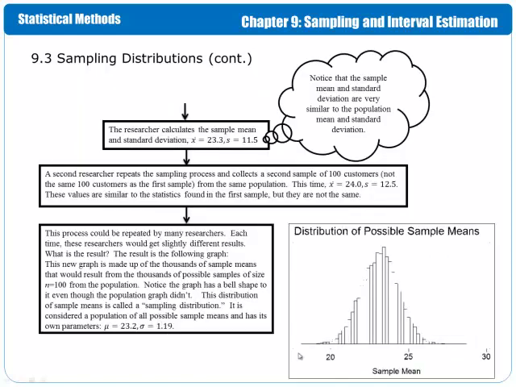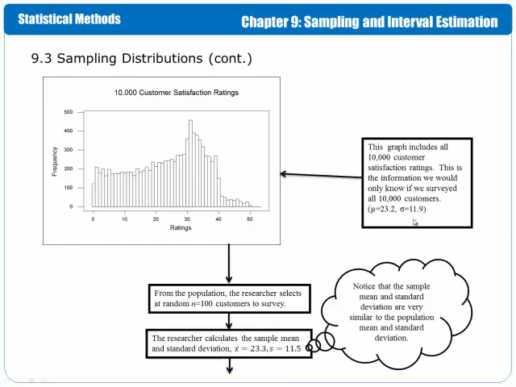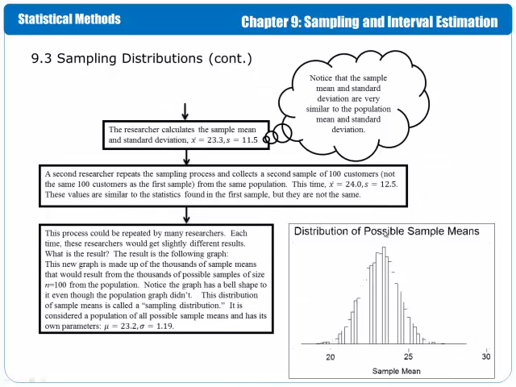The standard deviation for this sampling distribution is actually equal to the standard deviation of our population divided by the square root of our sample size. So the standard deviation of our population is 11.9. Our sample size was 100, so the square root of 100 is 10. If we take this standard deviation of 11.9 and divide it by 10, we get 1.19, which is the standard deviation of our sampling distribution.